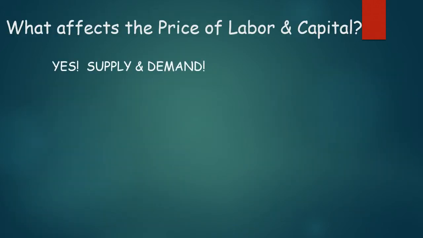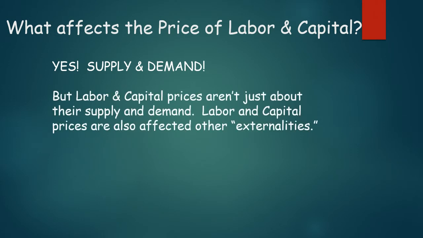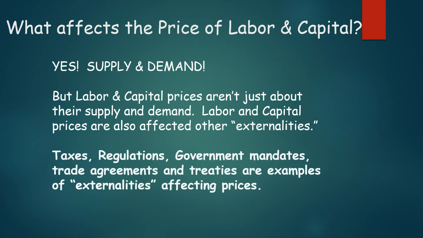Now, what affects the price of labor and capital? We already talked about supply and demand, so we know that. But what affects supply and demand? There are other things. It's not just about supply and demand. Labor and capital prices are affected by other things I'll call externalities, things like taxes and regulations, government mandates, like the Affordable Care Act and the employer mandate and the individual mandate, which is a government mandate from Obamacare. Trade agreements and treaties, these are all externalities.